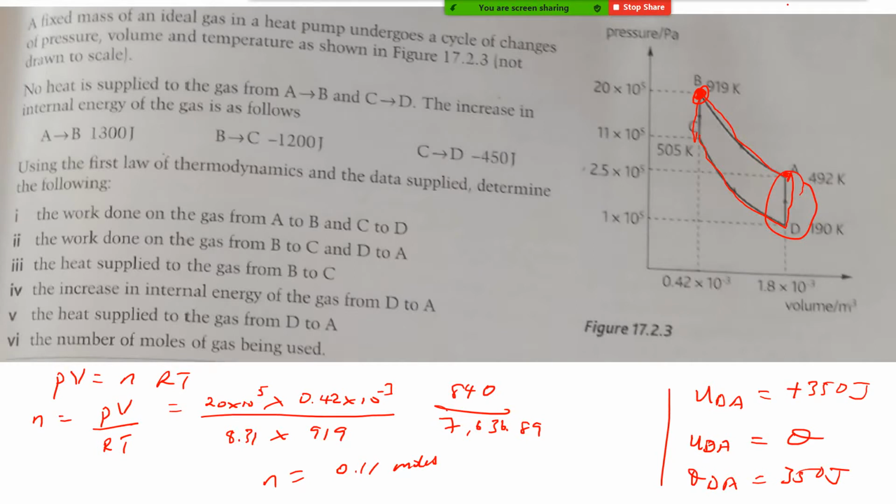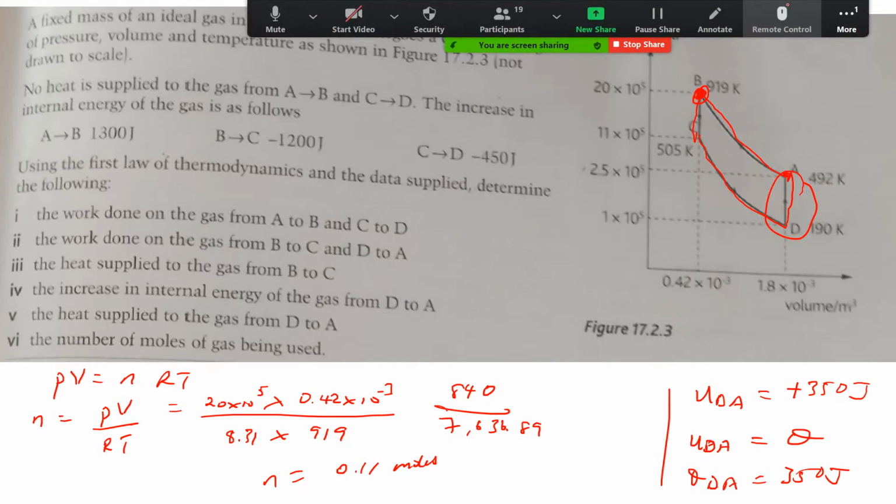Sir, yes, go ahead, please. Why did you choose 919 Kelvin? Yes, because remember, as I said, you can use any specific point, because that's the temperature associated with this pressure. So when the gas is at this pressure, the temperature is 919 Kelvin. Also, if I chose the 2.5 times 10 to the 5, I would have to use the 492, because it would correspond to that temperature.